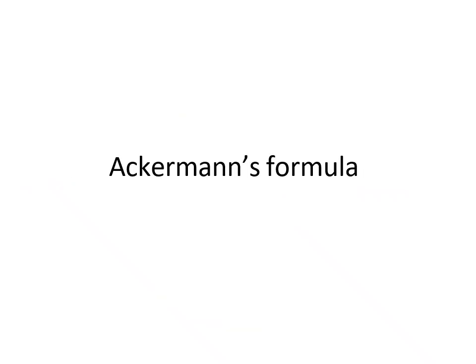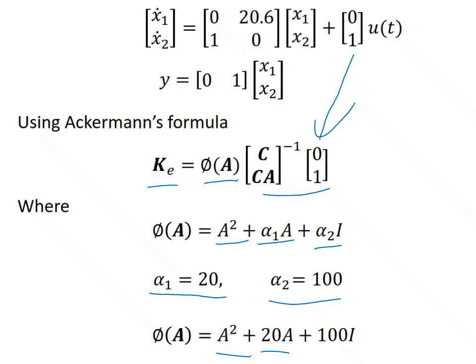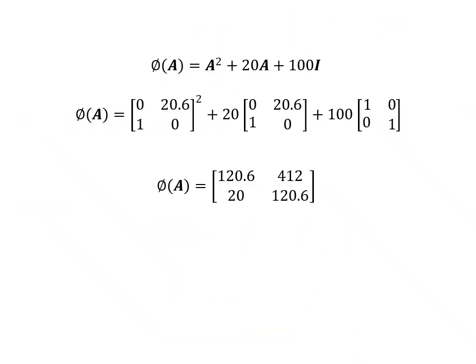The last method is Ackermann's formula. We get Ke equals phi of A times the inverse of the matrix C, CA, times 0, 1, which is the B matrix. We get phi of A equals A squared plus alpha 1 A plus alpha 2 times I. We have alpha 1 equal 20 and alpha 2 equal 100. This is from the equation of (S minus beta 1) times (S minus beta 2). Then we substitute A squared plus 20A plus 100I.